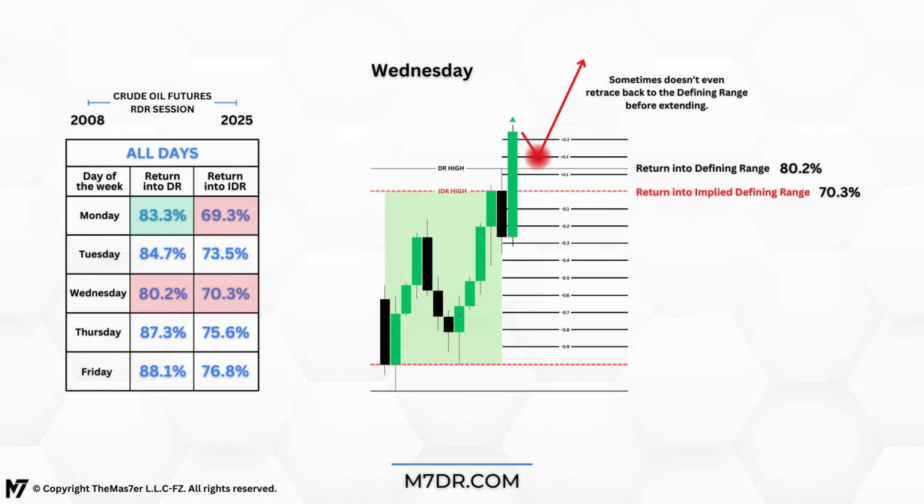Visually, this would look like a positive retracement into the plus 0.2 standard deviation level, followed by an extension to the upside. A sweet spot for your first entry on Wednesday's regular DR session can therefore be anywhere above the defining range high and up to the implied defining range high.